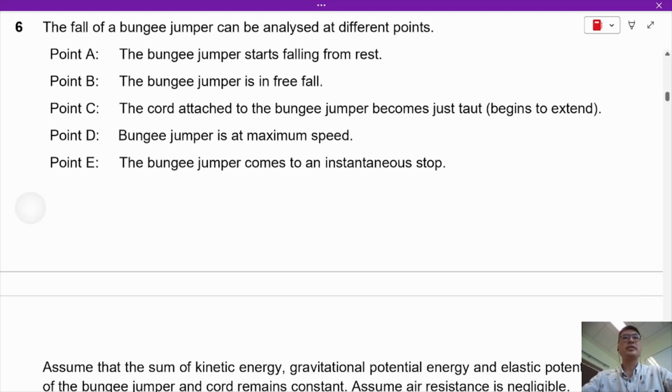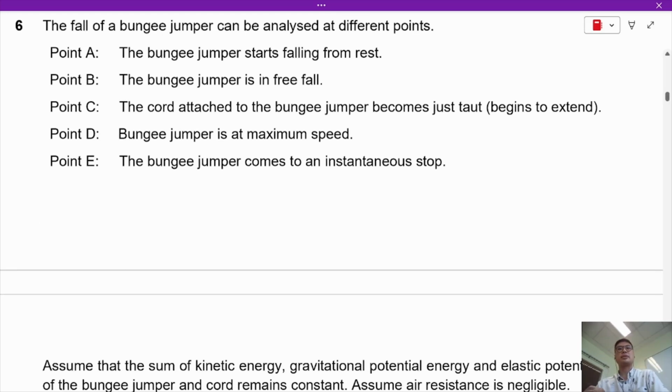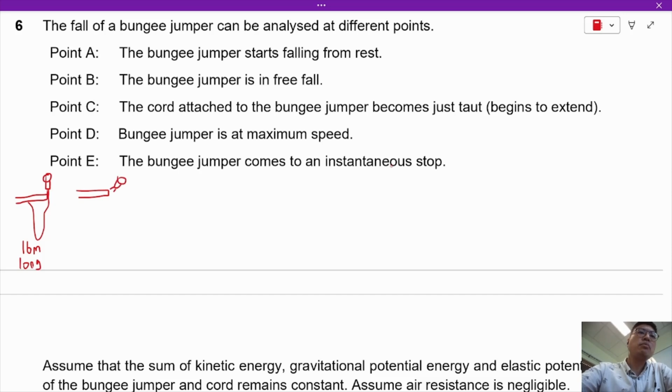Now let's take a look at question 6. This is a challenging question, so let's do it together. Bungee jumping can be analyzed at different points. At point A, the bungee jumper starts falling from rest. So let's imagine there's a bungee jumper over here, and he has a bungee cord that is 16 meters long. So it's a 16-meter long cord. When he starts falling from rest over here, he has maximum GPE, but the KE is 0. So it's maximum GPE, but 0 KE, and also 0 EPE. So this is point A.